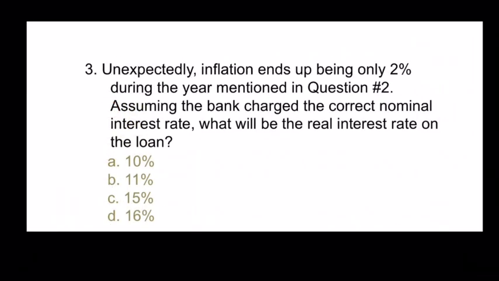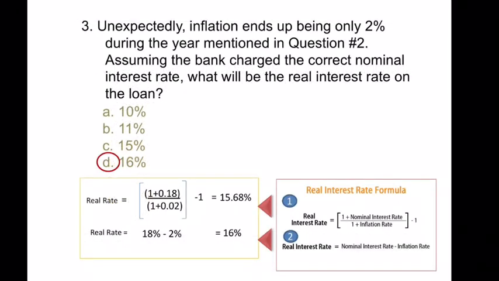Question number 3. Use the nominal rate of question number 2. We have a nominal rate of 18% and an inflation rate of 2%. We can find the real rate by taking the 18% nominal rate minus the 2% inflation rate. So the real rate is 16%.